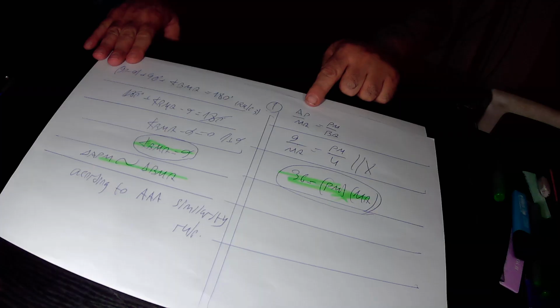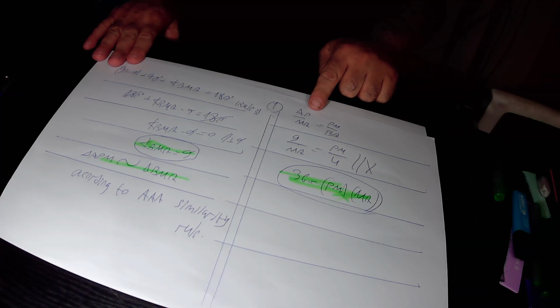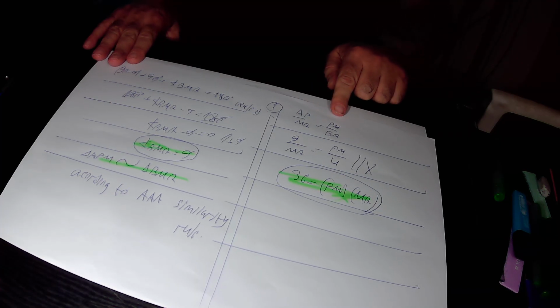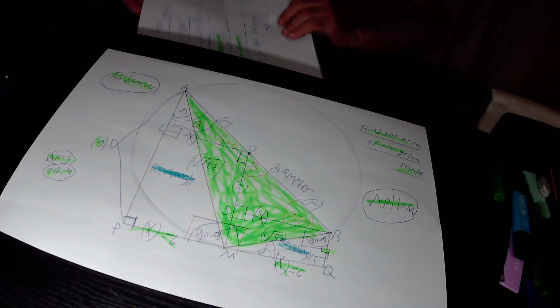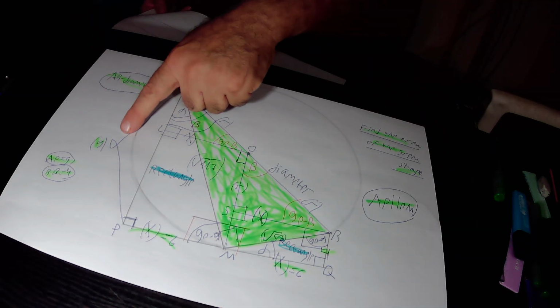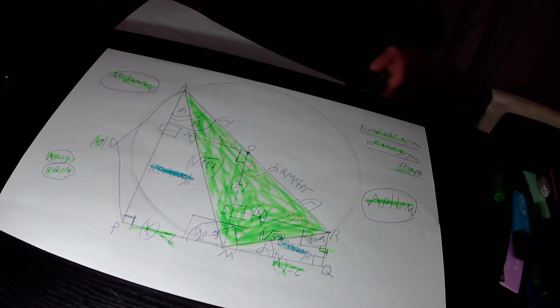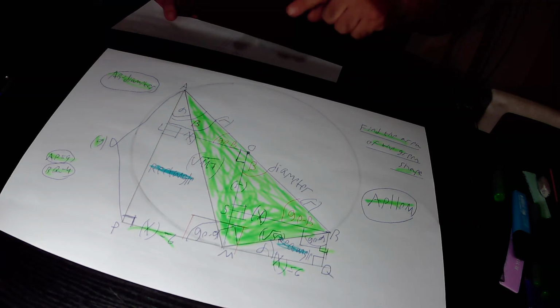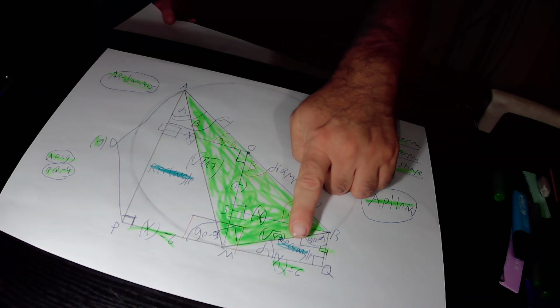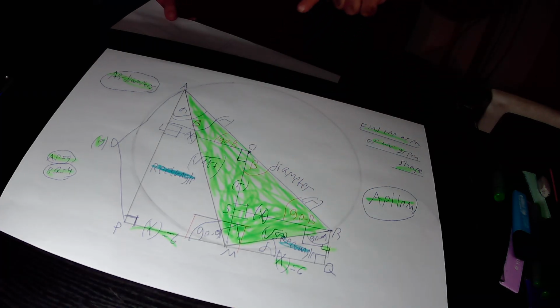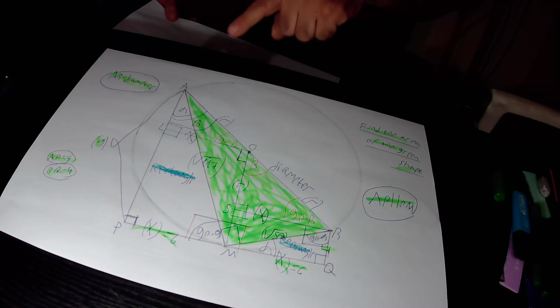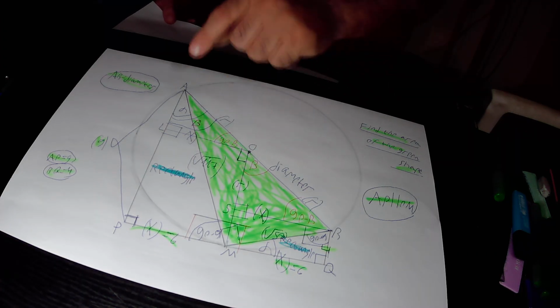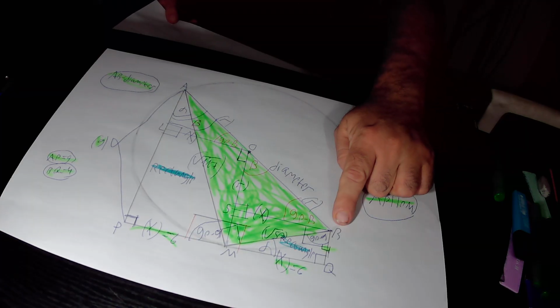Side AP of the big right triangle APM or side MQ of the small right triangle BMQ is equal to side PM of the big right triangle APM or side BQ of the small right triangle BMQ. AP equals 9 units according to what is given in the question. Or side MQ. MQ is the missing side, so leave it as it is. And this is equal to PM. PM is also the missing side, so leave it as it is. Or BQ. BQ equals 4 units according to what is given in the question.